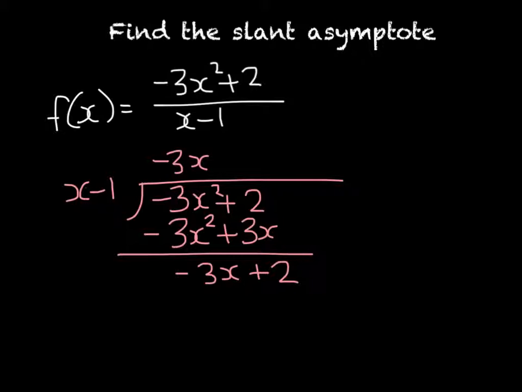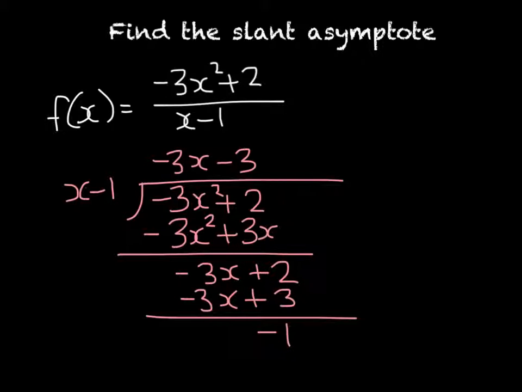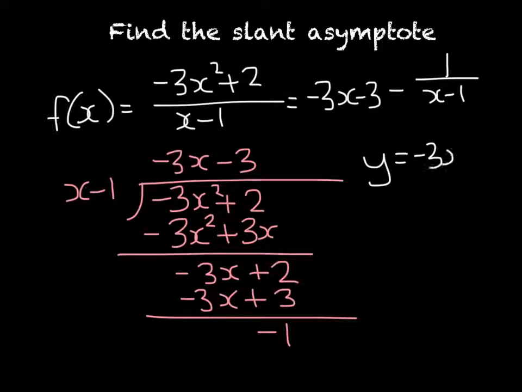Now we're going to divide one more time. That goes in negative 3 times. So we have negative 3x plus 3. And so now if we subtract, we end up with negative 1. So what this is saying is that our function can be rewritten as negative 3x minus 3 minus 1 over x minus 1. Now, if we think about the function going to infinity, this part goes to 0 because the denominator gets very large, and we end up having this part dominating the function. So our slant asymptote is y equals negative 3x minus 3.